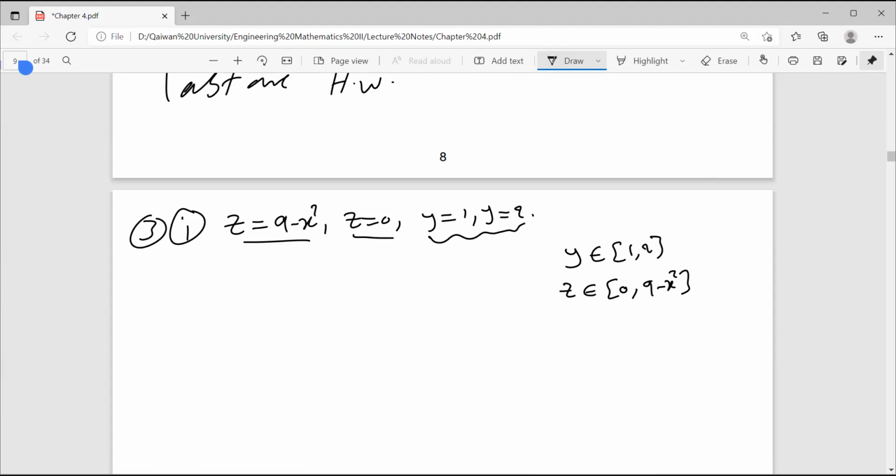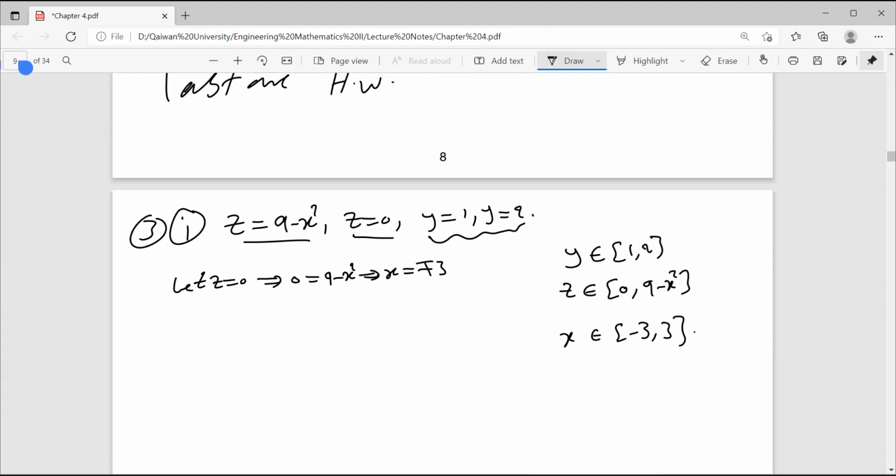We replace z by 0 and we find x values. We say let z to be 0, then 0 equals 9 minus x squared. So you can say x is plus minus 3. That means x belongs to minus 3 to 3. This is the lower and upper limits of x. Now we have the lower limits and upper limits for all the variables for x, y, and z.